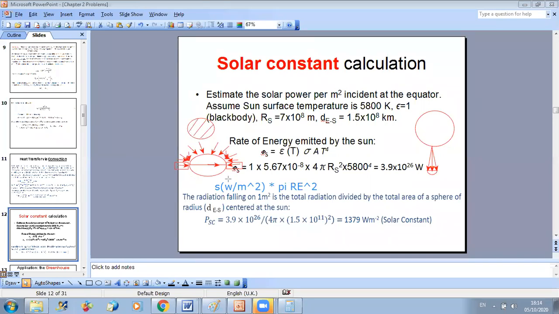Okay, so the total flux that is absorbed by the Earth at a certain instant will be equal to the solar constant times the projected area, which is equal to pi times radius of the Earth square.